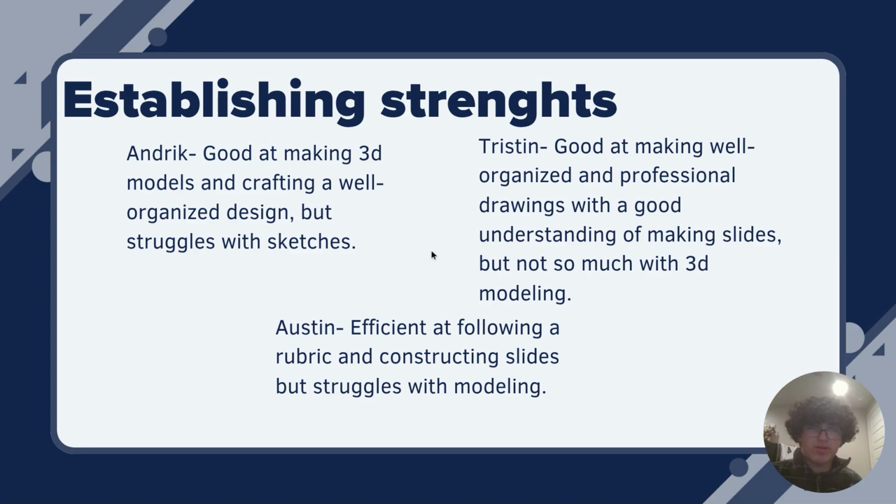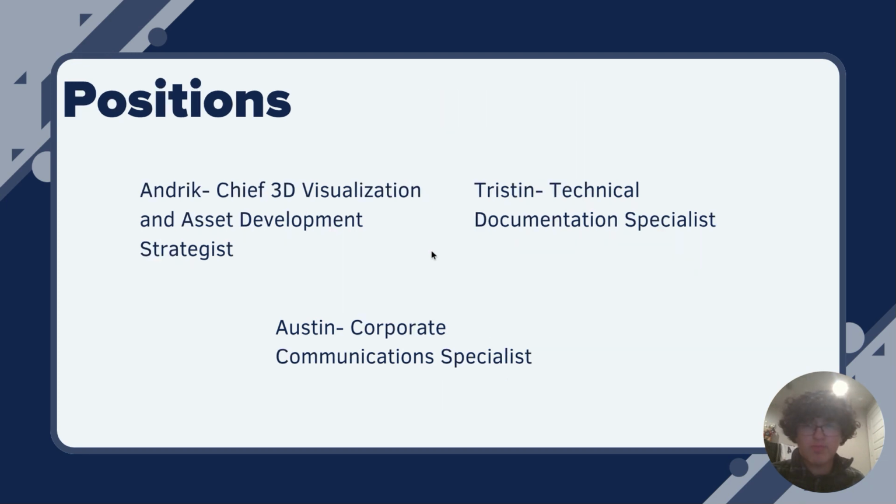So here we're establishing our strengths and any variations of skills we have. For me, I said I'm good at making 3D models, but at sketches I'm not so good. On the other hand, Tristan said he is good with sketching. Austin said he was overall pretty decent at everything. So we just put in all of our skills to construct one well and proper slideshow. Here are positions. Mine is Chief 3D Visualization and Asset Development Strategist.